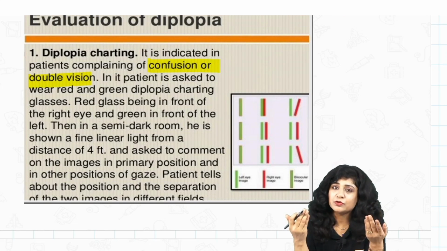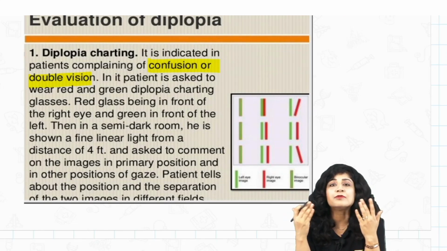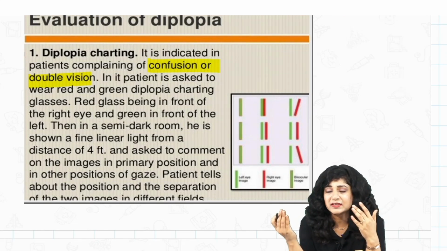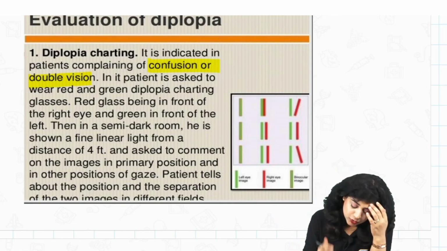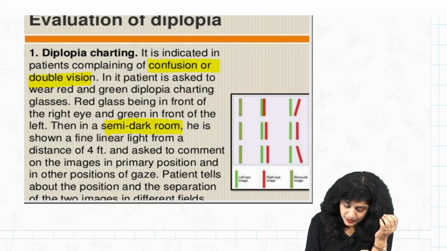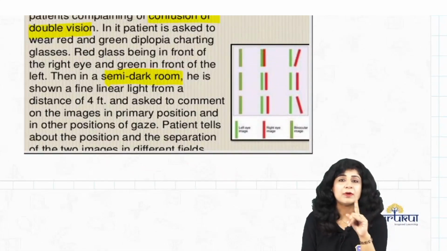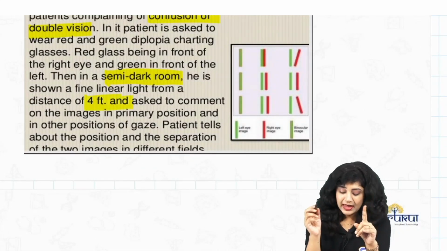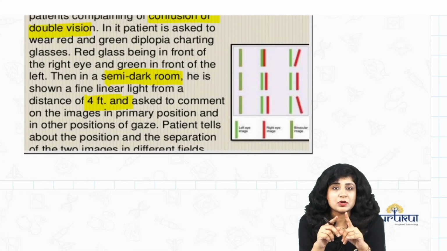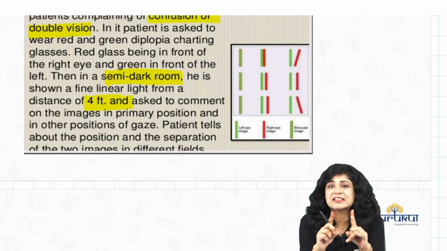Like we can have the opposite also, but by convention, R for R, we take red in front of the right eye most commonly, and the room has to be a semi-dark room, and the light is shown from a distance of 4 feet, and the patient has to comment on the position of these images in all the 9 gazes.